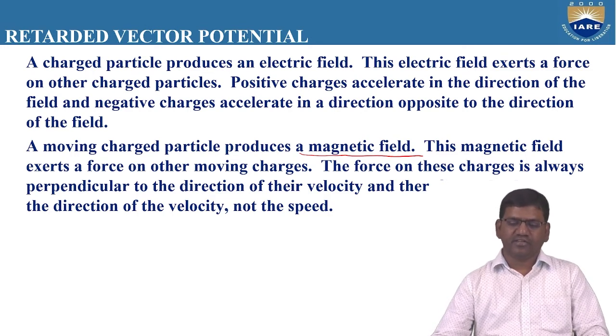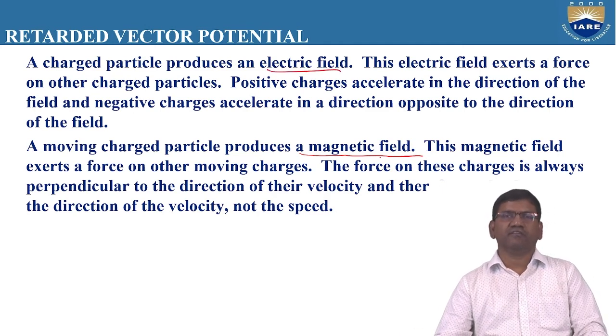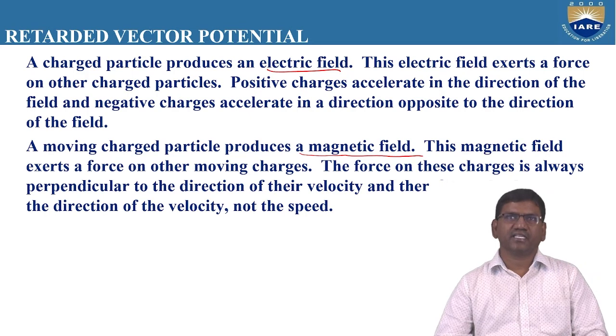So this is the basic difference between how electric fields and magnetic fields are produced when the charges move within the conductor. A charged particle will produce an electric field, and a moving charged particle will produce a magnetic field. That means if the charged particle is stationary, it will produce an electric field, and this electric field exerts a force on other charged particles.